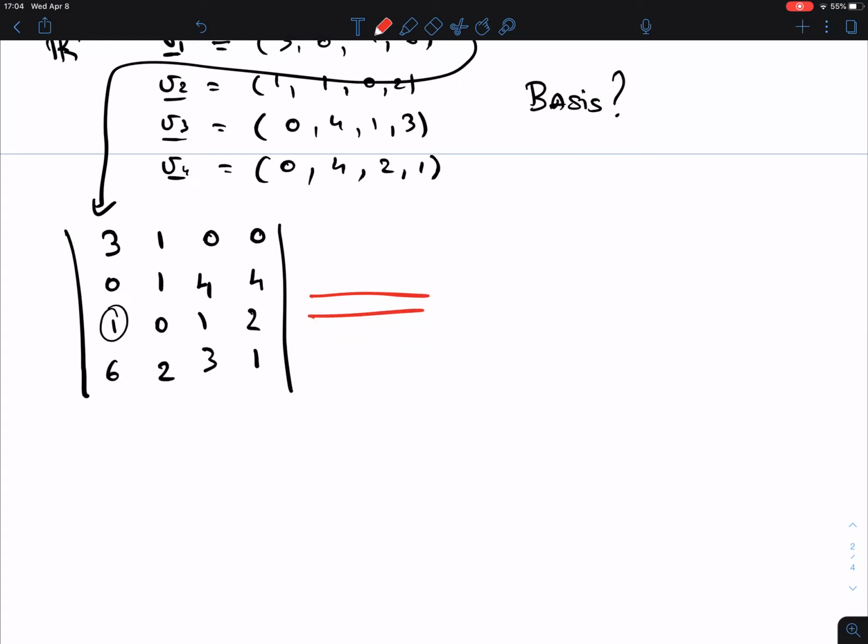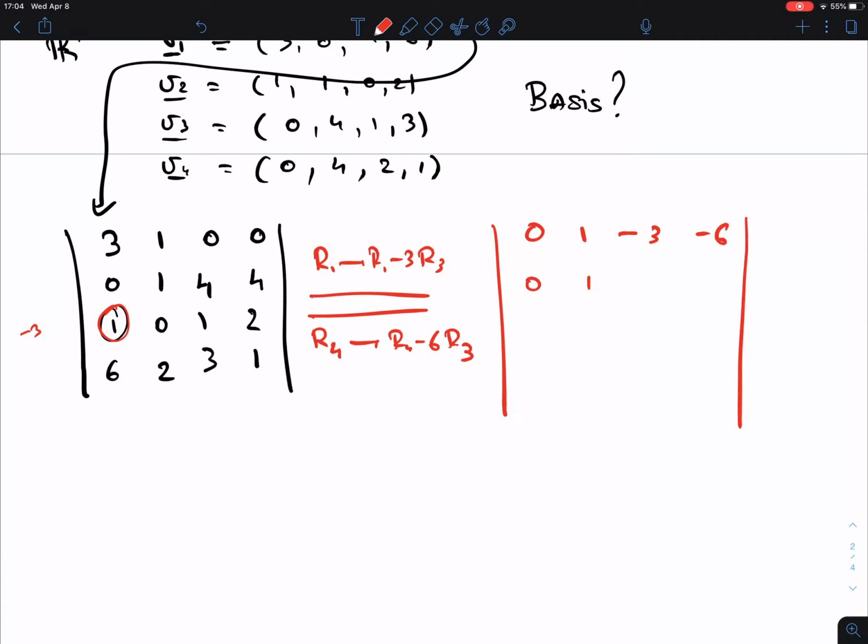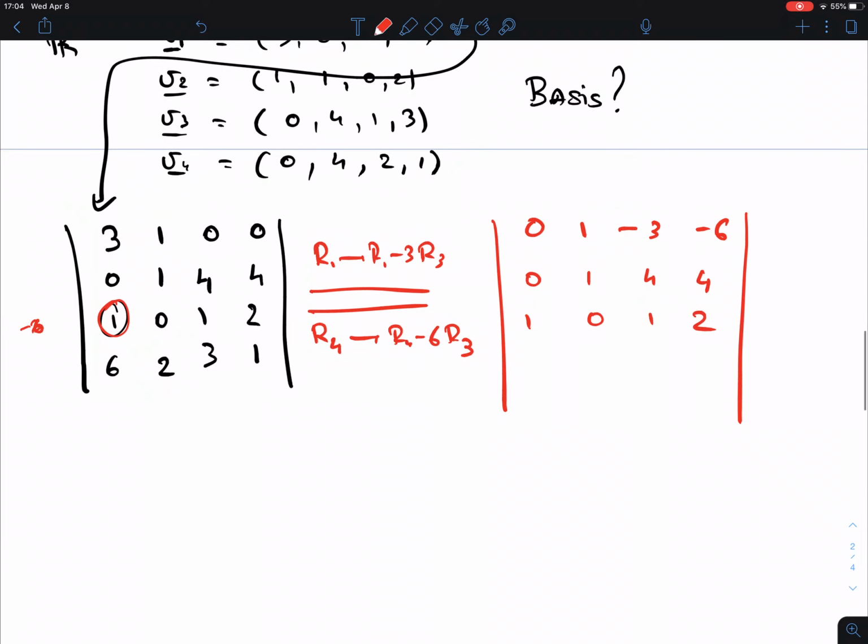So what are the operations here? Row 1 minus 3 times row 3, and row 4 minus 6 times row 3. I'm working now with this pivot. What does this give? For this one, negative 3 times, so that is a 0 there, that's a 1, that's a negative 3, and that's a negative 6. Don't touch this row, neither do I do anything with this row. And then the last row, so now it's negative 6. I get 0, 2, negative 6 plus 3, that's negative 3, and negative 12 plus 1 is negative 11.